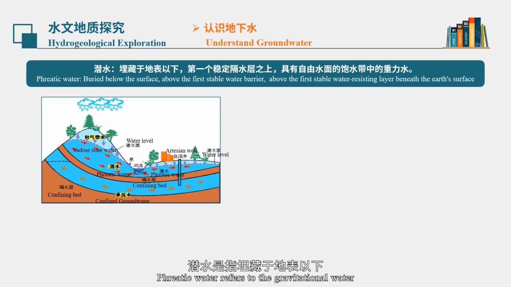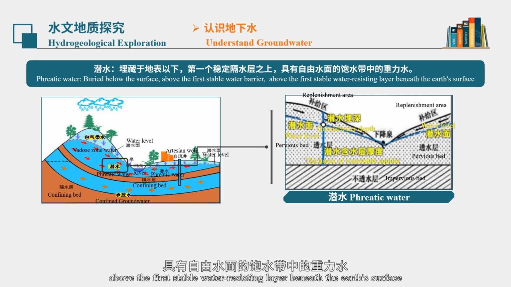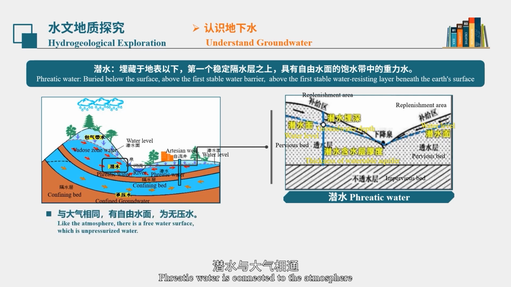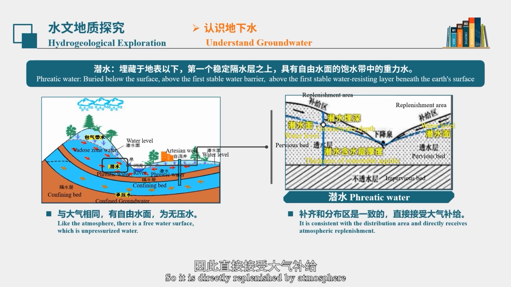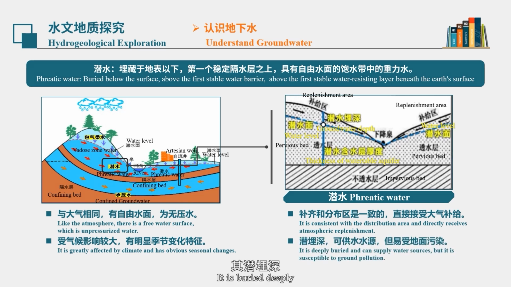Phreatic water refers to the gravitational water buried in the saturated zone with a free water surface. Above the first stable water-resisting layer beneath the Earth's surface, phreatic water is connected to the atmosphere with a free water surface, and it is unpressurized water, so it is directly replenished by the atmosphere. Its replenishing and distribution areas are consistent, but it is greatly affected by climate, with obvious seasonal variation characteristics. It is buried deeply and can be used as a water source, but it is susceptible to ground contamination.